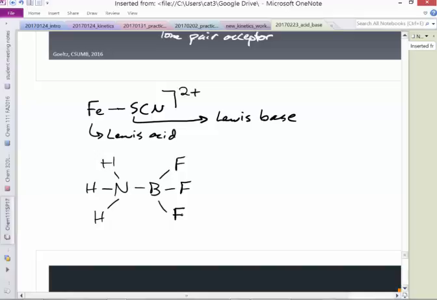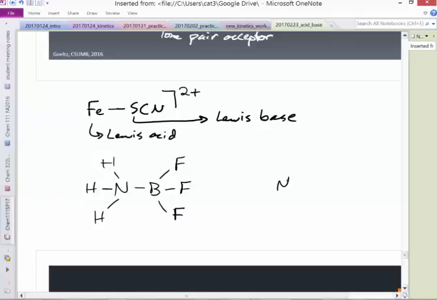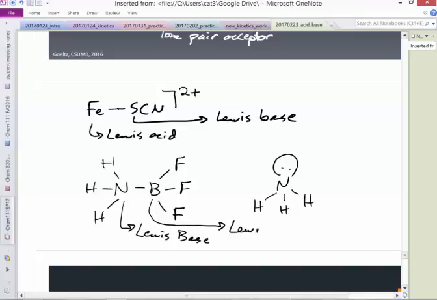Nitrogen, though. 1, 2, 3, 4, 5. It's nitrogen, 5 valence electrons. So it makes 3 bonds and then has a lone pair. So nitrogen is the Lewis base. Boron is the Lewis acid. Boron's the one you gotta watch. That's the non-metal you gotta keep your eye on. Tricky boron chemistry.